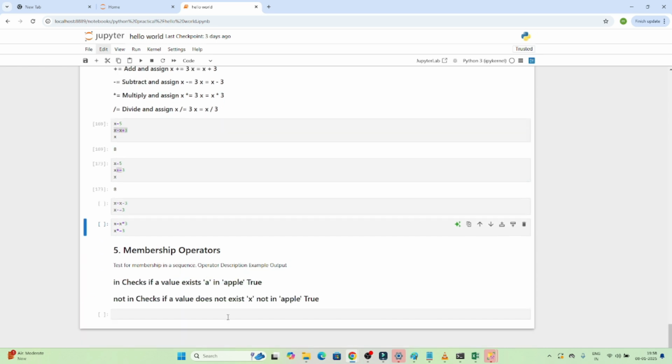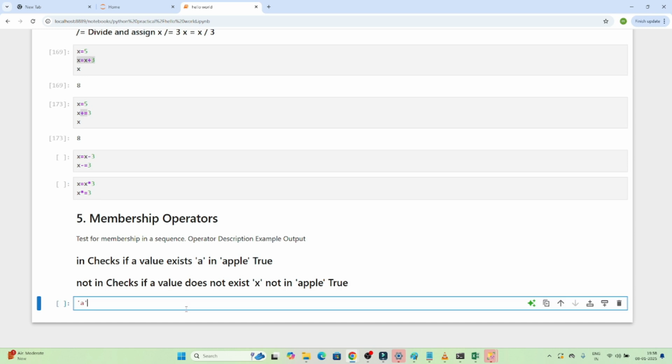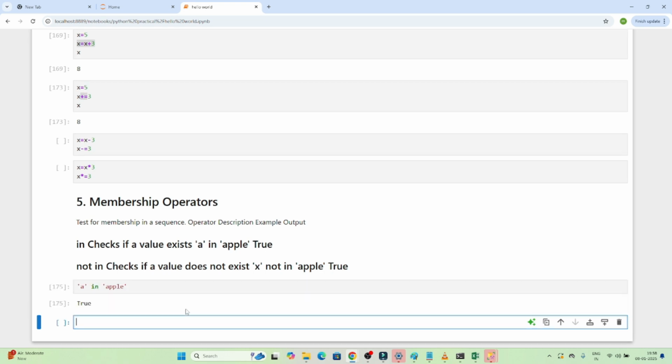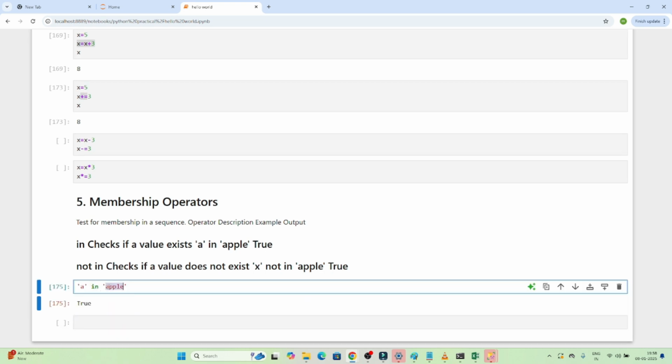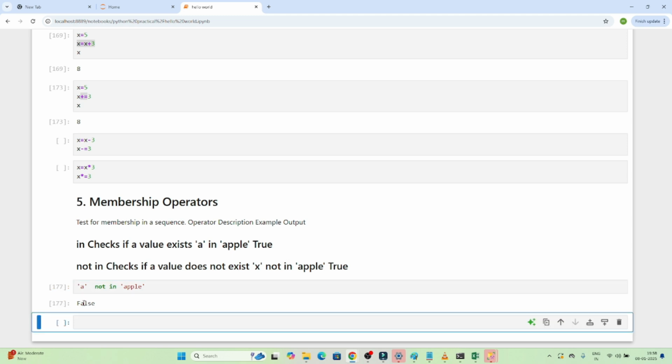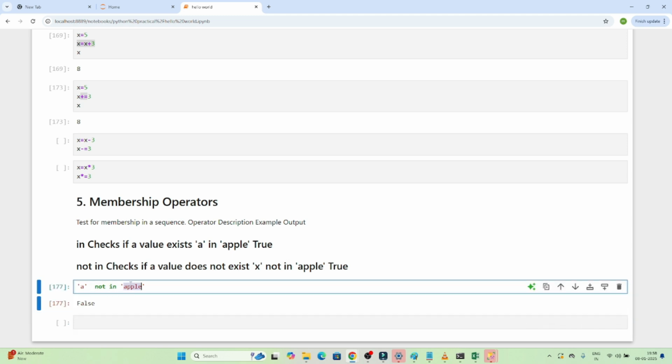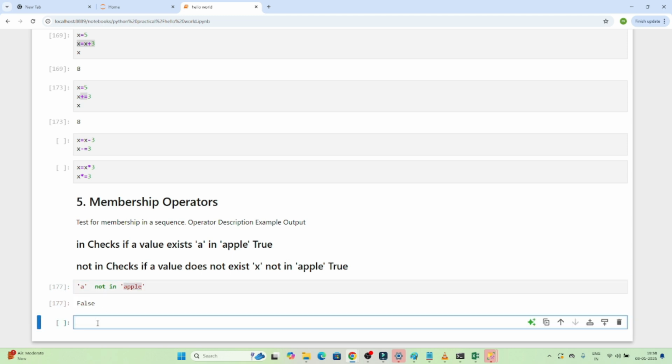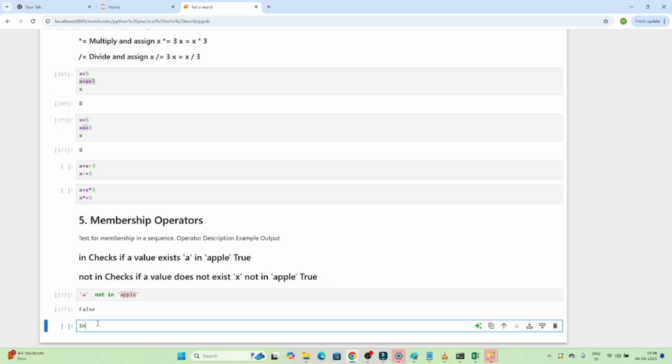And last is the membership operator. You are checking a in apple, whether a is present in apple or not. If I execute this, you can see a is present in apple, right? So that means it is true. Like this you can also use: suppose you are writing a not in apple. If I execute this, you are getting false because a is available in apple. So in and not in are also operators that we can use.